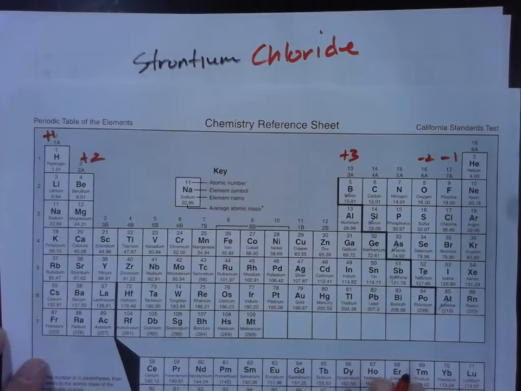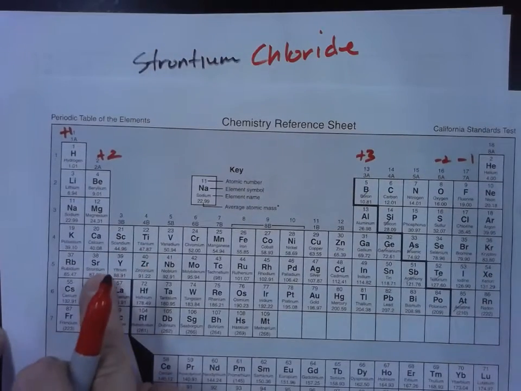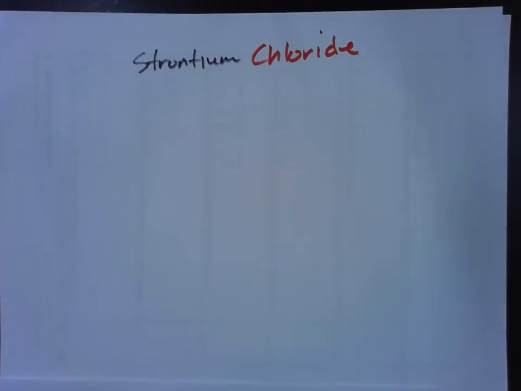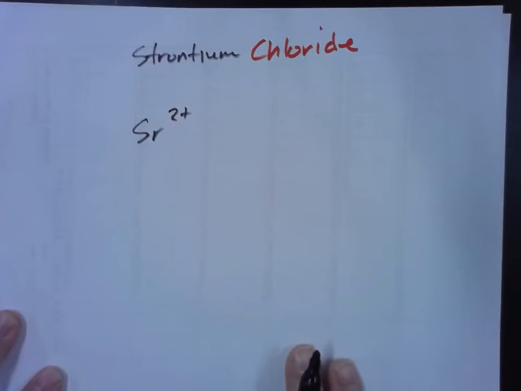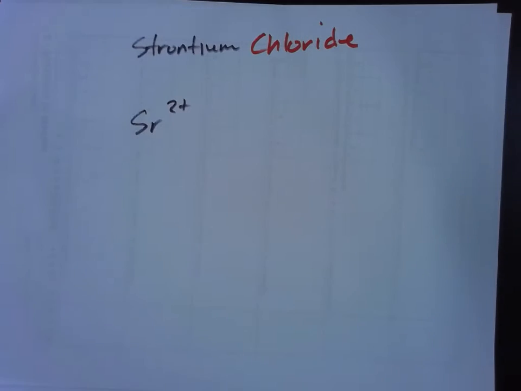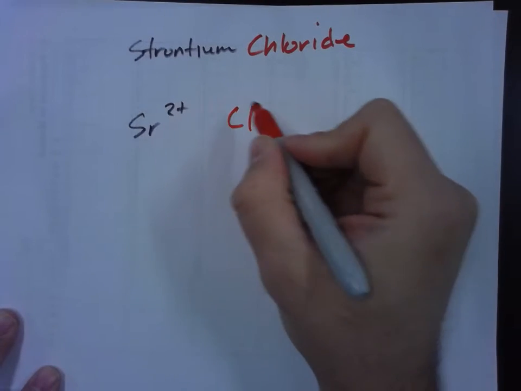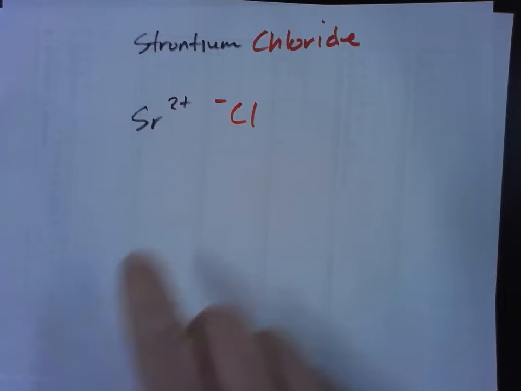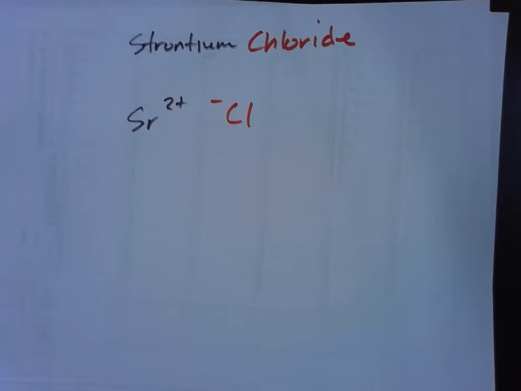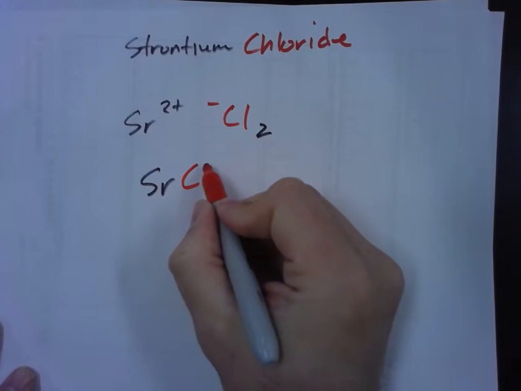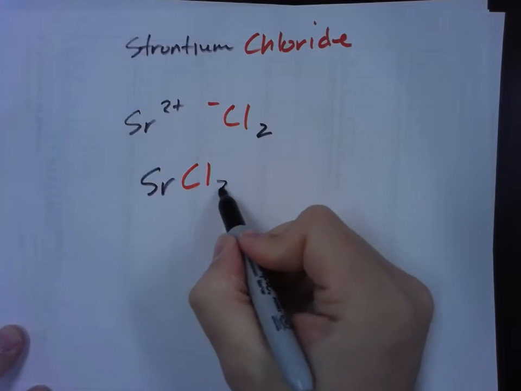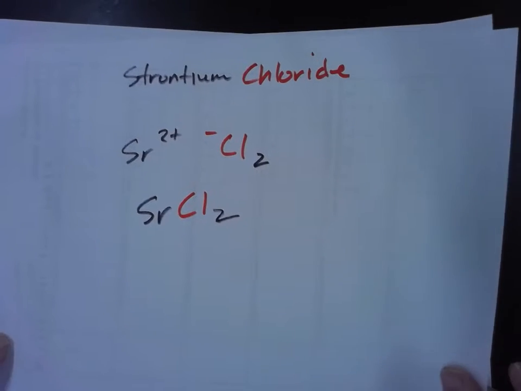Okay. So back to strontium chloride. Strontium is right there. So it's going to be Sr. And that's +2. Chlorine, or chloride rather, is a -1. We need 2 of these to cancel that out. So I'm going to put a 2 there. So my formula is going to be SrCl2, strontium chloride.